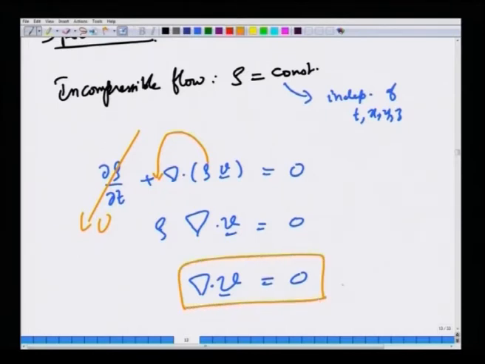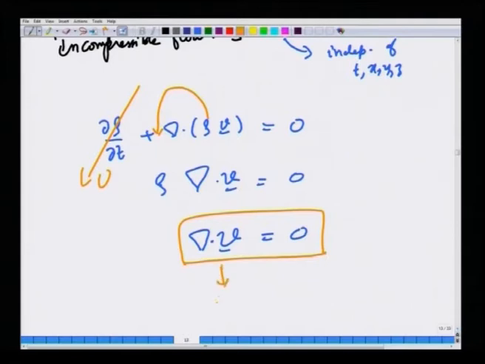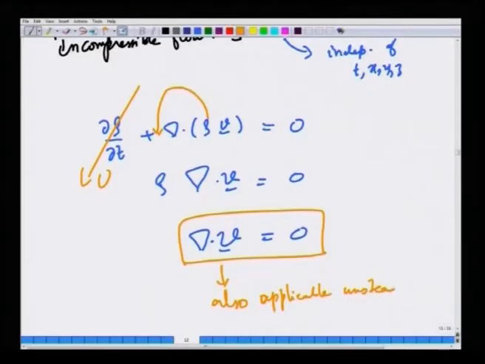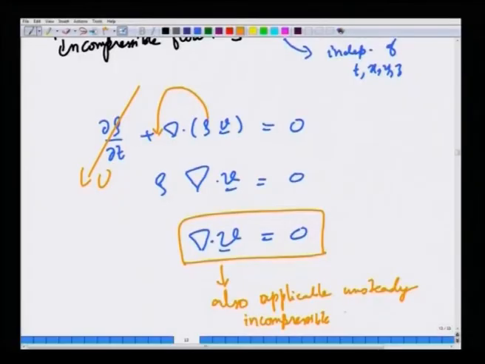Notice that this is not just applicable for steady flows, this is also applicable for unsteady incompressible flows. We are not setting del rho del t to 0 because the flow is steady, we are merely saying that del rho del t is 0 because the density is constant, density does not change at all. This is also applicable for unsteady incompressible flows. One should not have the notion that we are throwing away the d rho dt term because it is a steady flow, we are just throwing it away because density is constant regardless. So, it is also applicable for unsteady incompressible flows.